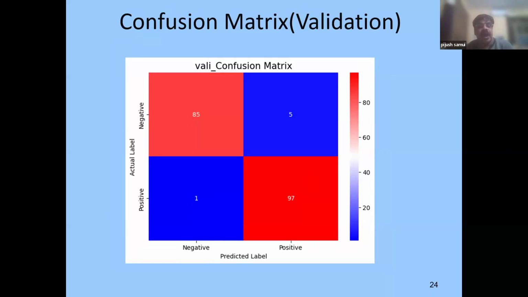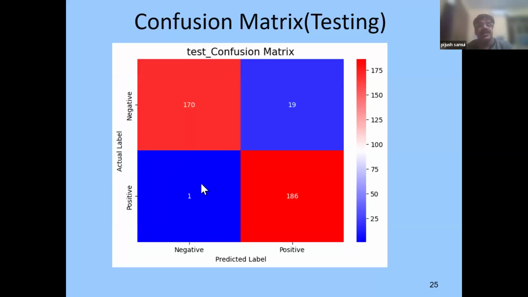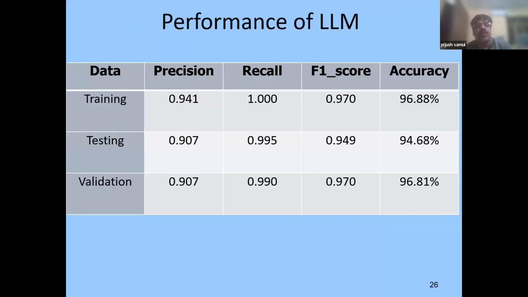That means it is a false positive, only one data point for the validation data set. If you come to the testing data set, here also you have a false positive, meaning the actual label is positive and the predicted label is negative, and that is also only one. After doing all these things, I calculated the performance. It is quite good, and the testing accuracy is around 94.68%. That means almost out of 100 data points, 94 are correctly classified.